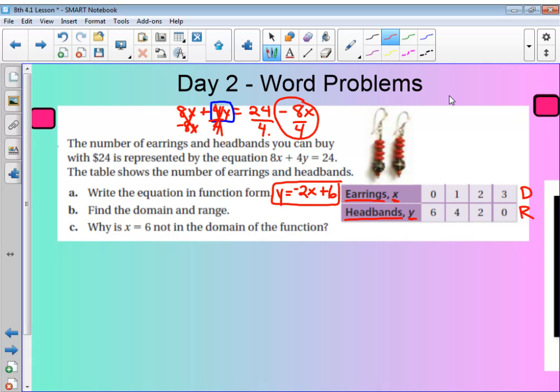Letter C says, is x equals 6 not in the domain of the function? So if we were to continue this pattern, why can we not have 6 earrings? Okay, so remember, we didn't ever figure out how much the earrings were, but by understanding what this means, it means we spent $8 for each set of earrings. So if we did 8 times 6, that would give us $48. We only had 24 to spend. So why is that not in there? Because we don't have enough money. Not only that, we could not have a negative number of headbands.